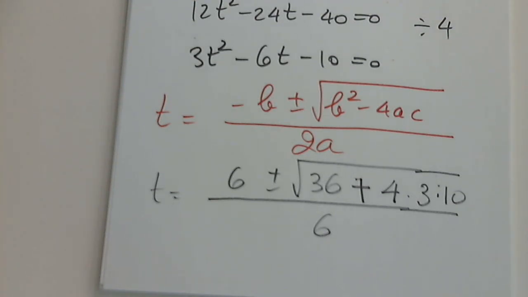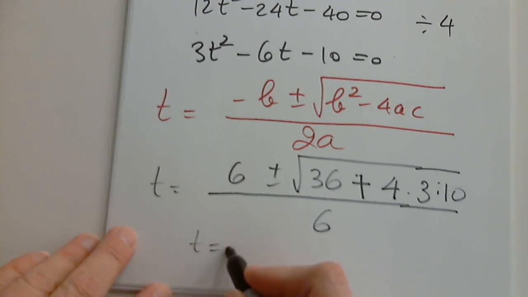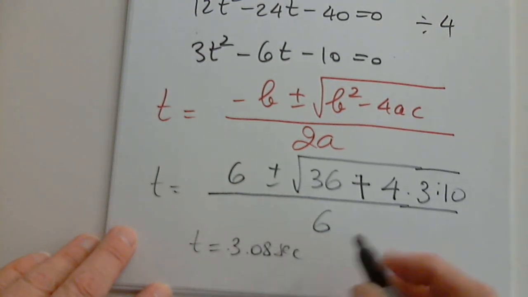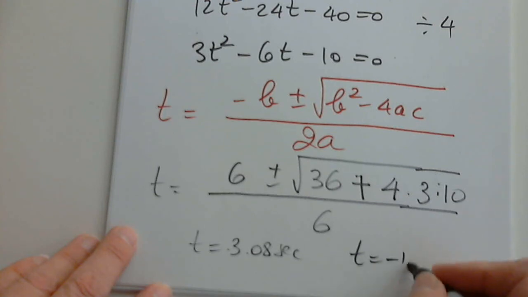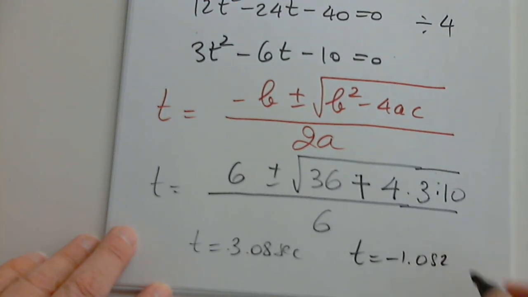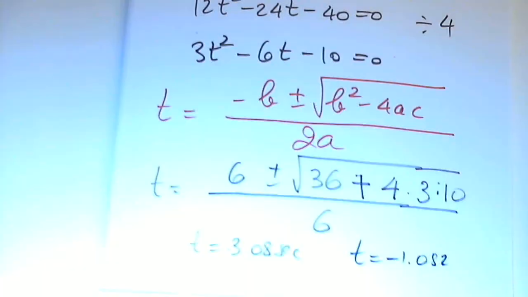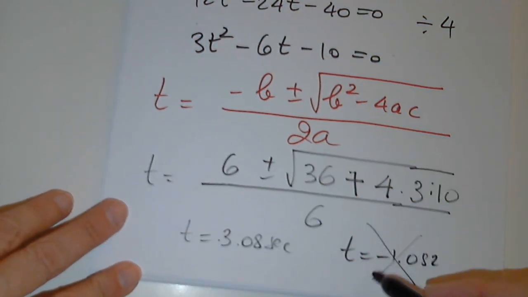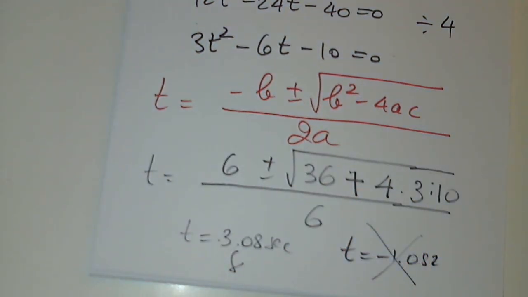It takes me more time to do it here. So override the plus into a minus to get the other solution. Of course, I'm not going to consider that one because it's a negative solution for time. So t equals 3.08 seconds, and t equals, algebraically, this is correct, 0.82 if you want, but it makes no sense. This is nothing, and this is correct.